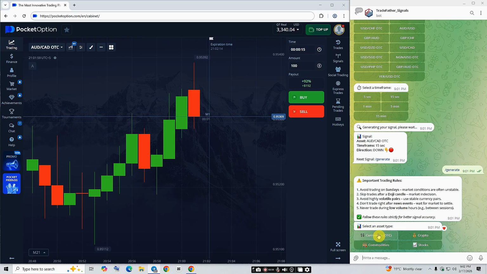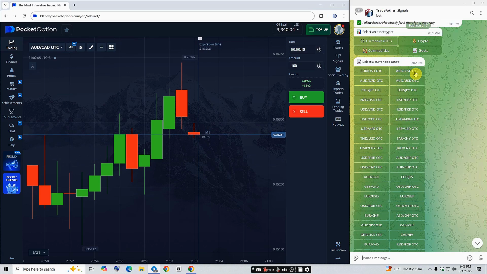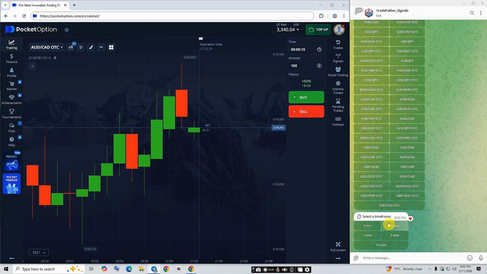However, you cannot just guess your entries on a 15 seconds chart. You need absolute machine precision. That is why I use a highly tuned Telegram bot that connects directly to the data feed.